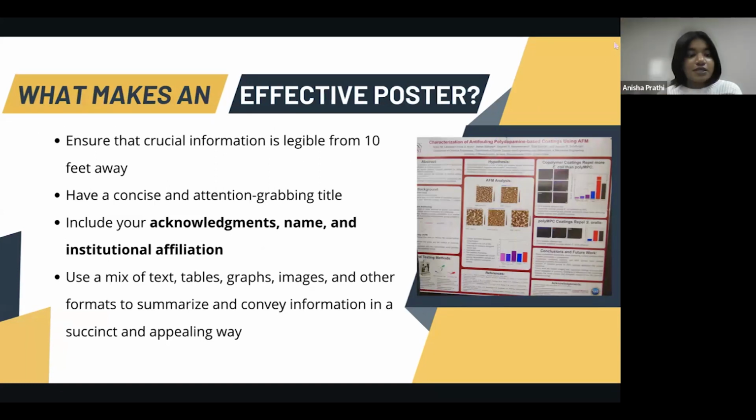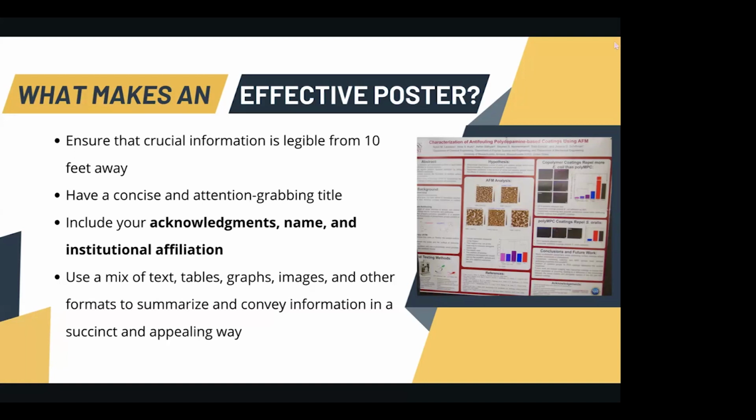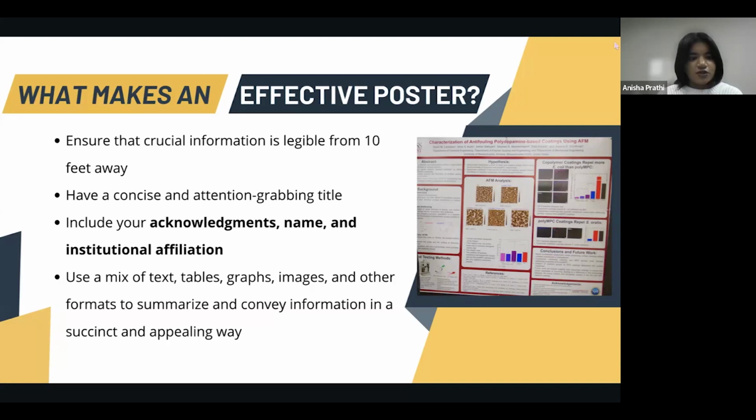So what makes an effective poster? To make a good research poster, you want to make sure that the most important information, such as the title of your abstract or poster, is readable from at least 10 feet away so that it's easy for your poster to catch the eye of people who are just going to be walking by. We suggest having a short and attention-grabbing title for the same reason. We also want you to make sure that you're including your acknowledgments, your name, and the academic institution that you're affiliated with on your poster to give proper credit to everyone involved. If you're in a group presentation, make sure all your group members are mentioned on that poster.